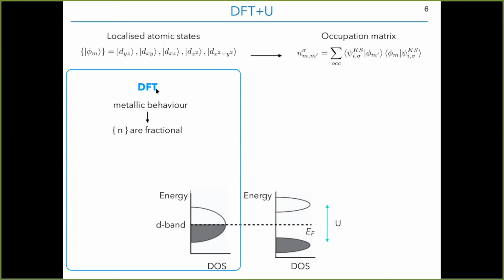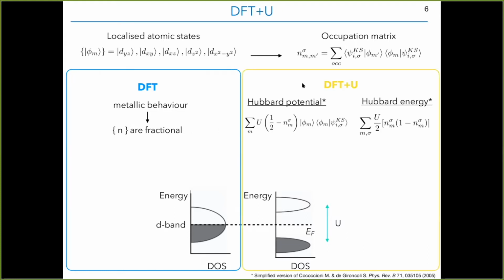So in DFT, standard local and semilocal functionals, which wrongly predict Mott insulators to be metallic, the computed values of the occupation matrix elements turn out to be fractional. This, in fact, represents and is due to the wrongly described metallic phase in these systems.